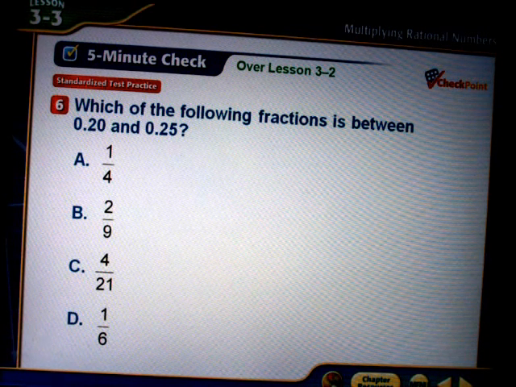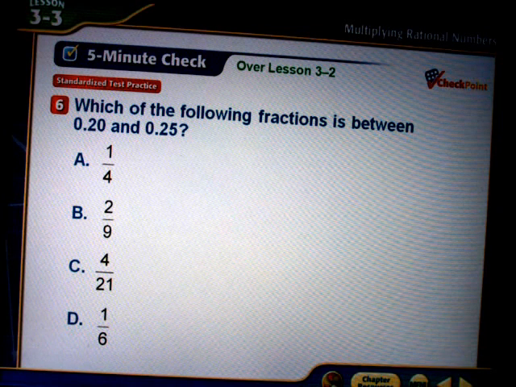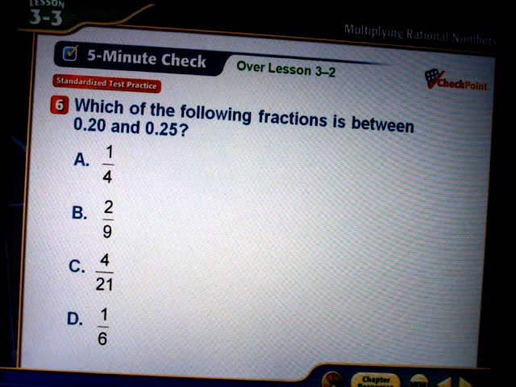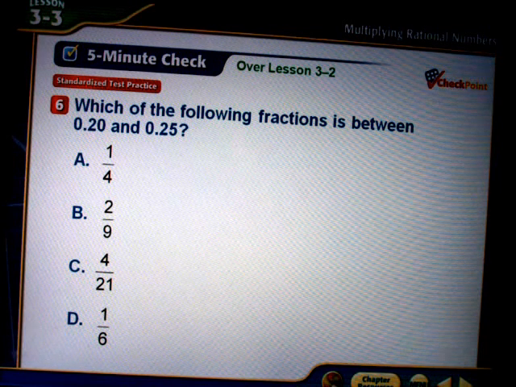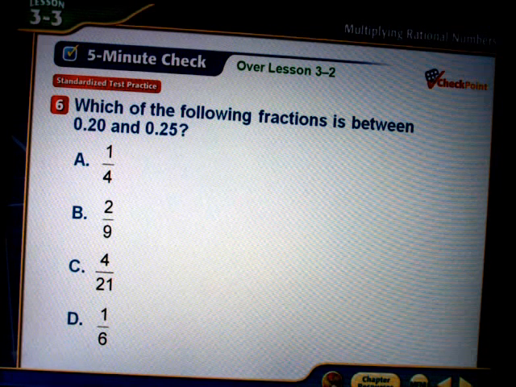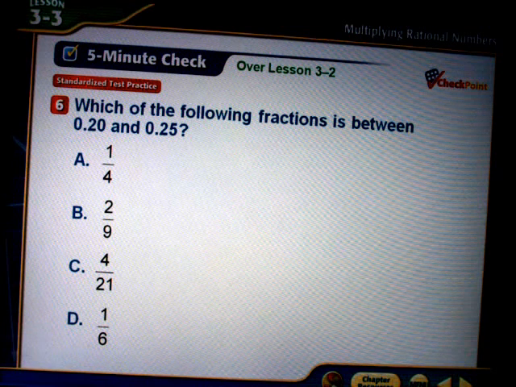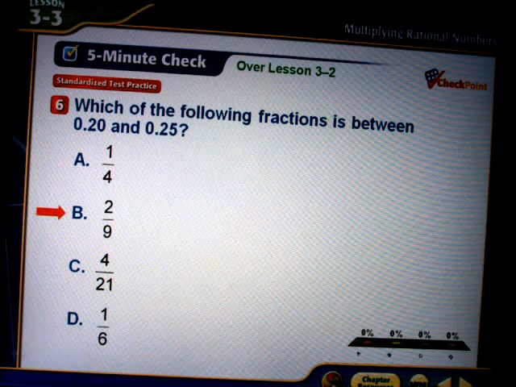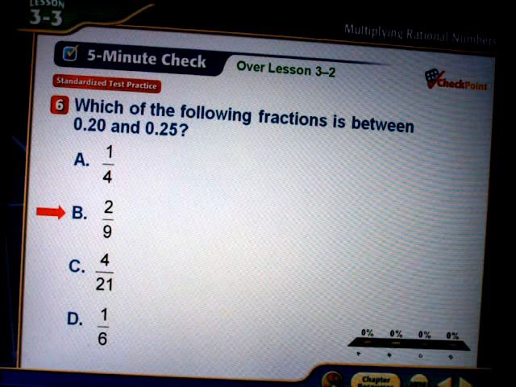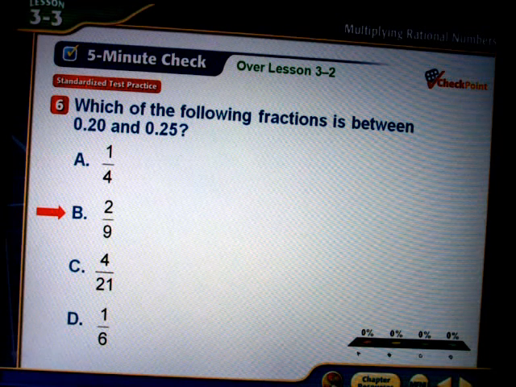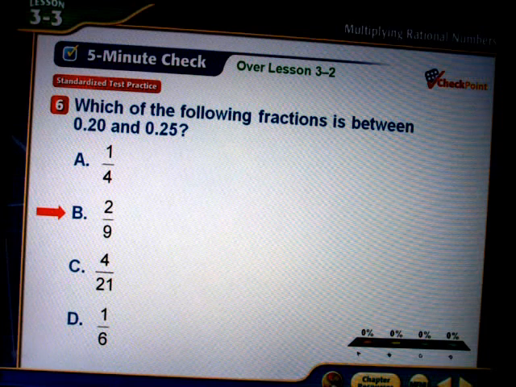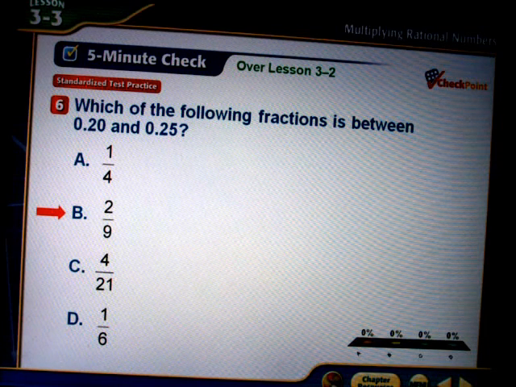Which of the following fractions is between 20/100 and 25/100? Is the answer A, 1/4, B, 2/9, C, 4/10, or D, 1/6? And your answer is? B. If you thought it was A, that is equal to 25/100, and that does not fall within those two units.